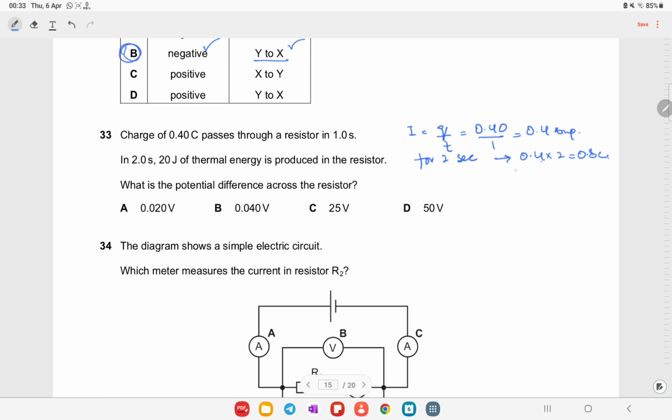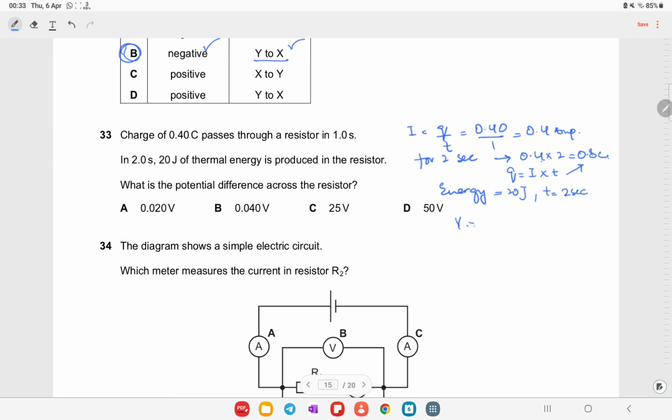It's basically Q equals I times T, so we will get this thing. And the energy is what? Energy is 20 joules, and time is 2 seconds. I have already mentioned that thing.